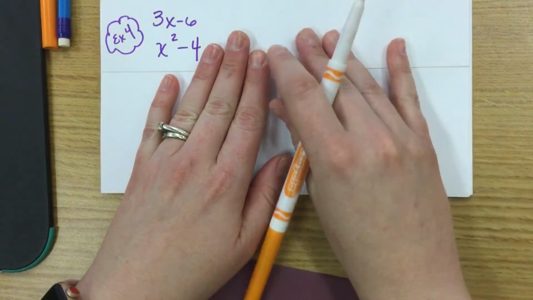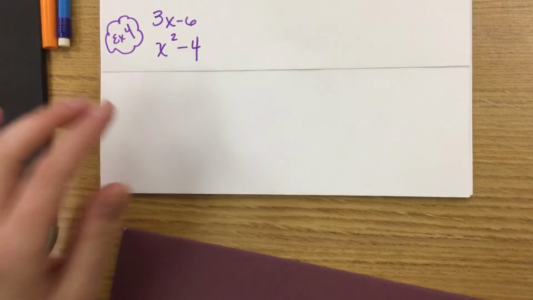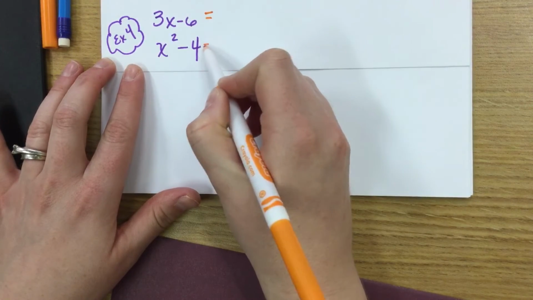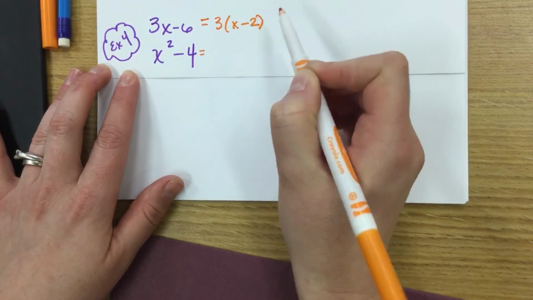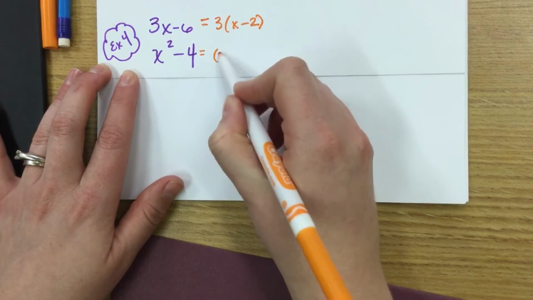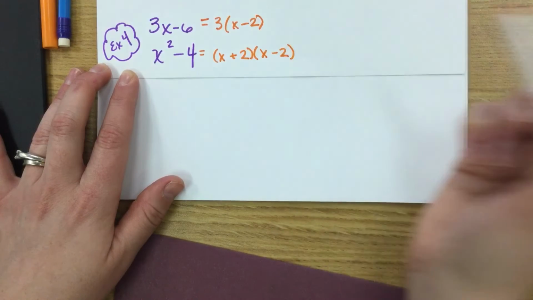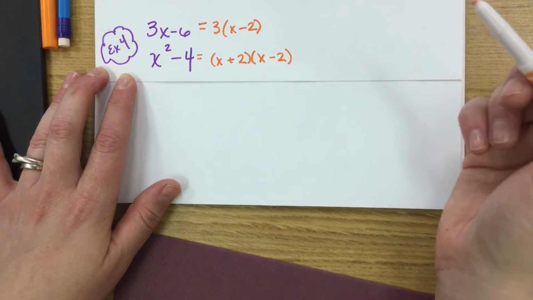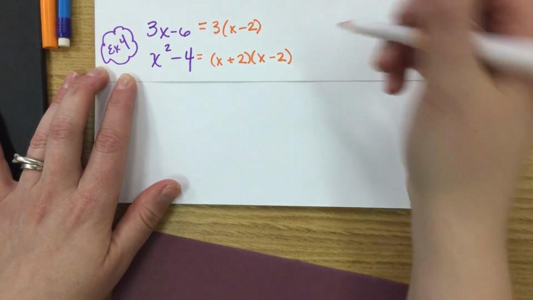Okay, so when I take a look at example number 4 here, I now have 2 polynomials, but they're not monomials. But kind of like I've done in the previous ones, the first thing I want to do is make sure that I factor each of these completely. So my 3x minus 6 factors to 3 times x minus 2. And then my x squared minus 4 factors to x plus 2 times x minus 2. But my process of looking for what is shared amongst these 2 polynomials and what's left over remains the same.